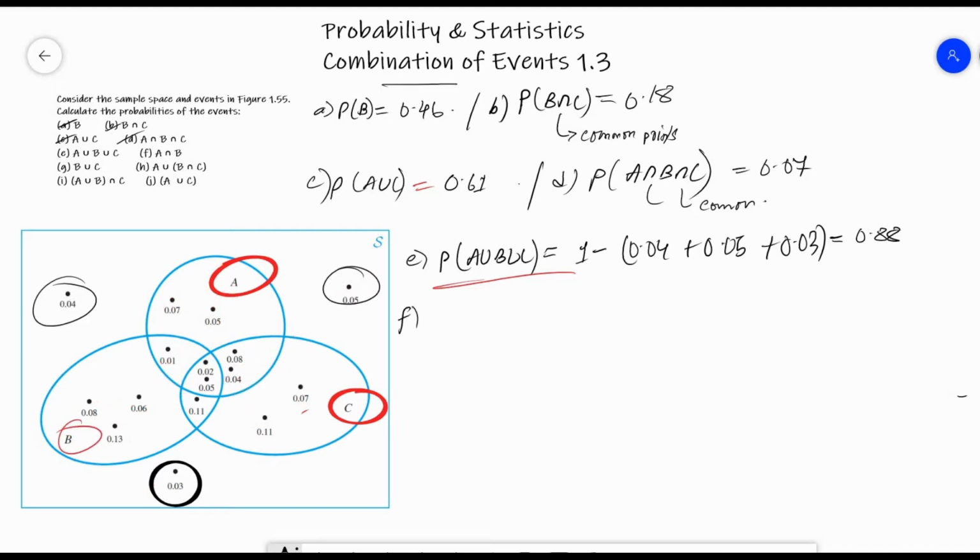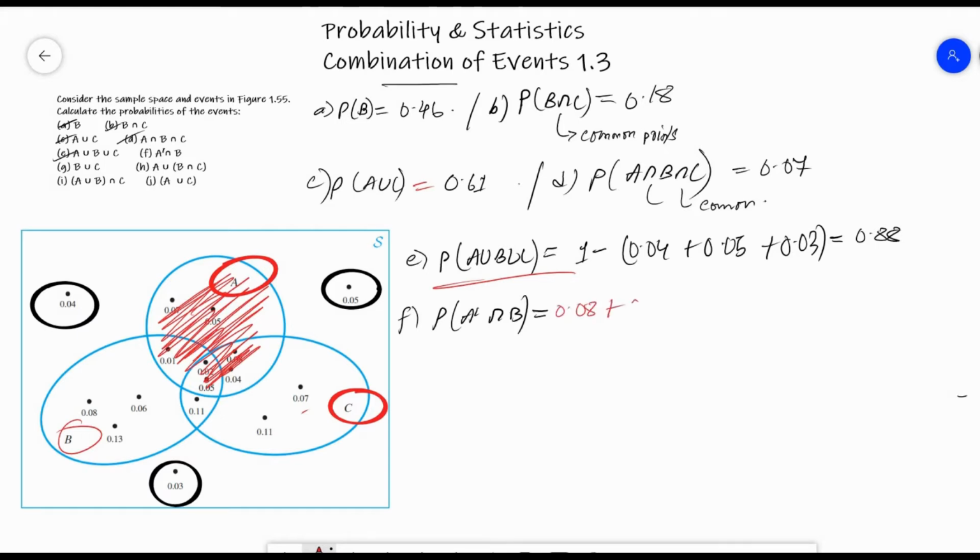Now in number F, we're asked to find out the probability of, okay, this one will be A complement, probability of A complement intersection B. Now for these cases, we'll just cancel out the elements that are present in A and take the remaining elements that are present in B. So we add up 0.08 plus 0.06 plus 0.11 and finally 0.13, and we end up getting 0.38.